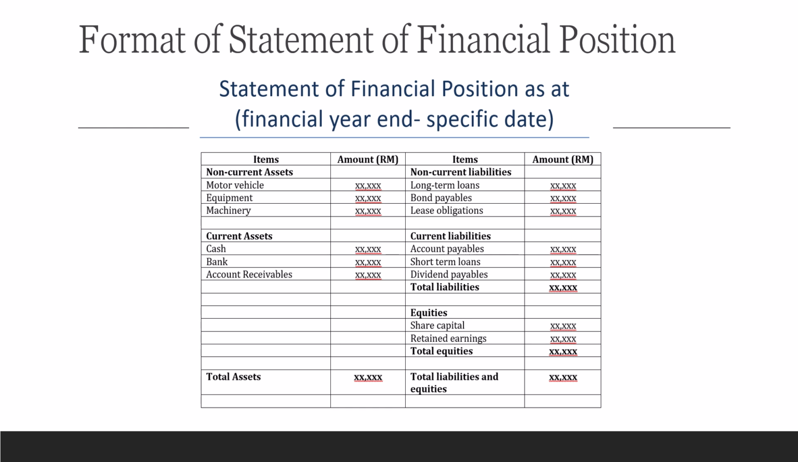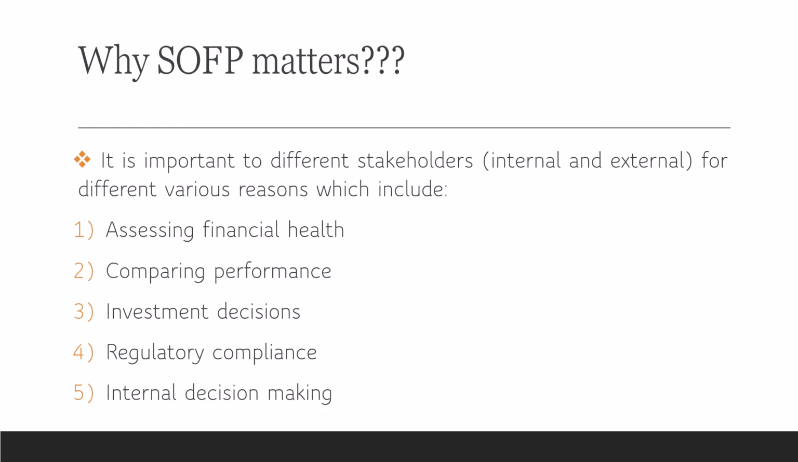Now, let's move on to the second page of our material, which answers the crucial question, why the particular statement of financial position matters. This section highlights the importance of the statement of financial position and explains that it is important to different stakeholders, both internal and external. These stakeholders use the statement for various reasons, including assessing financial health. As we noted earlier, the statement gives insight into a company's financial stability. Stakeholders can look at the balance between assets and liabilities to understand the company's solvency and liquidity.